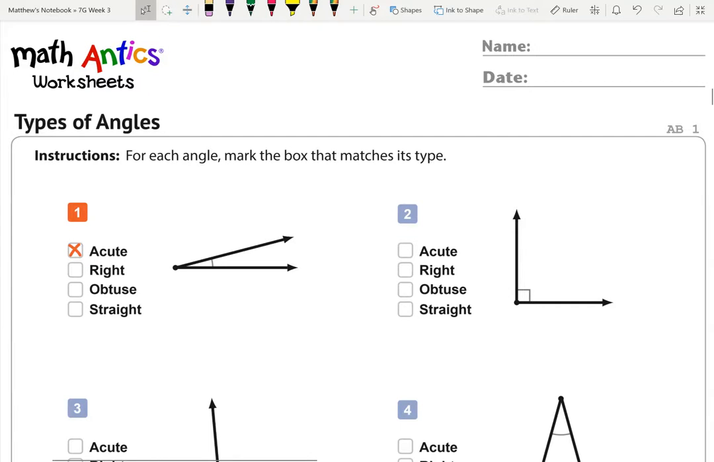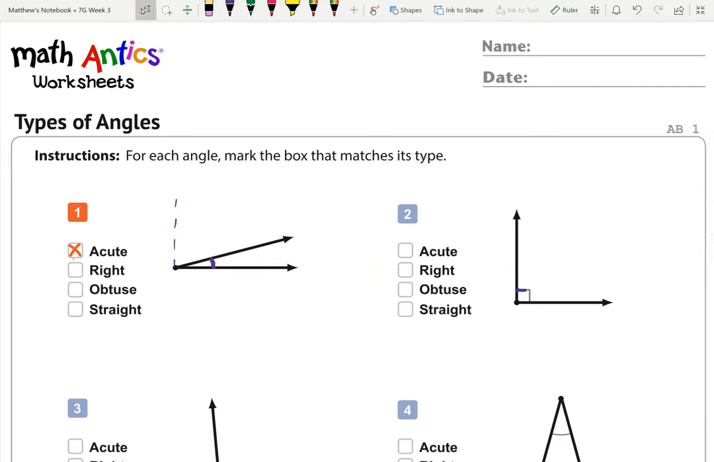All right, everybody. So now we're looking at the first worksheet, types of angles. We're going to use the exercise sheet we just completed to complete this sheet. The first example is given. Since our angle measure here is very small, less than 90 degrees, less than our right angle, this is going to be an acute angle. So that's why they checked the box there.